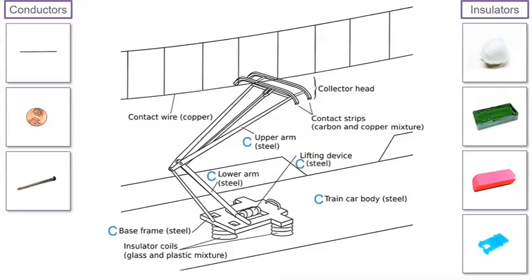Do you think the copper contact wire is a conductor or an insulator? The penny is made of copper, and it is a conductor. So the contact wire must be a conductor too. What about the insulator coils?